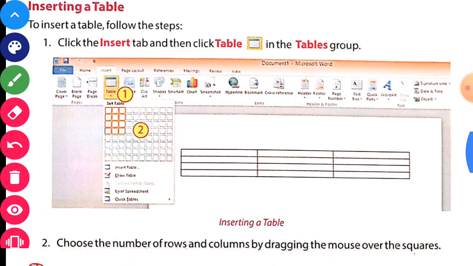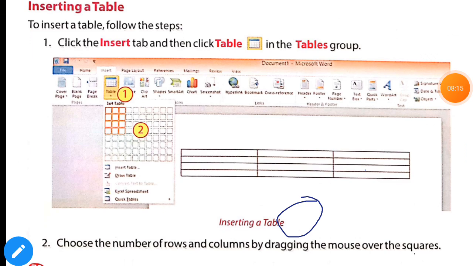First of all, click the insert tab. When you open any Microsoft Word document, then you will have to open a new page, and in the new page, if you want to insert the table, then first of all you will have to click the insert tab. Okay, then when you click on the insert tab, you will see the interface like that. Then click the table.